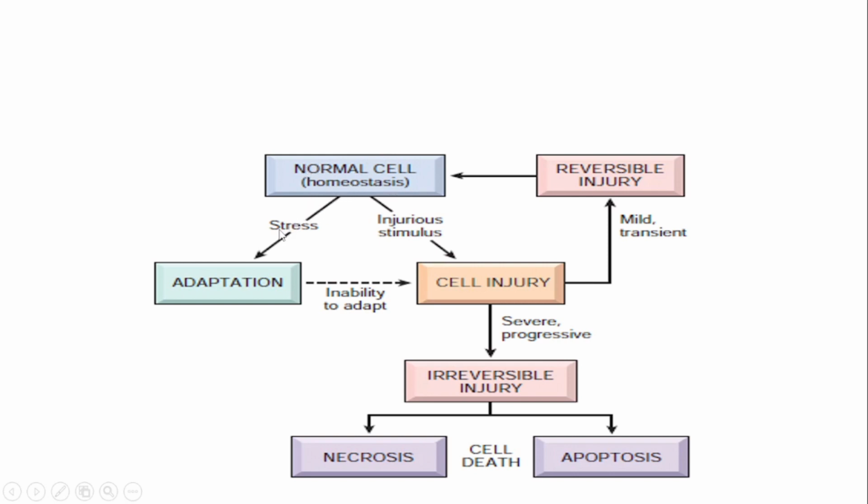Whenever a cell has to face stress or any injury, initially the cell undergoes adaptation, where the cell is allowed to survive and continue its function. But whenever this adaptation fails, that is, the cell loses its ability to adapt, then the cell will undergo injury. The injury can again be of two types: reversible injury and irreversible injury. In reversible injury, the cell will return to its original state and function, whereas in irreversible injury, the cell cannot return to its original state, and this can be of two types: necrosis and apoptosis.